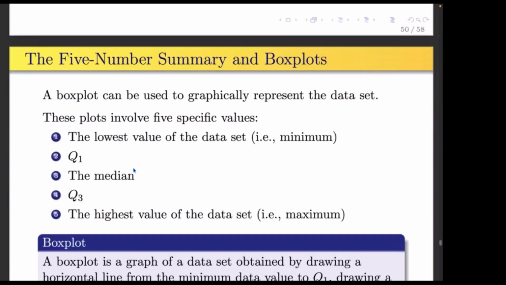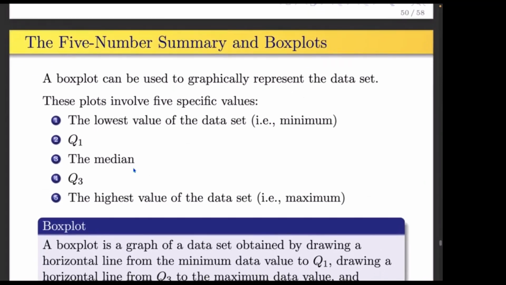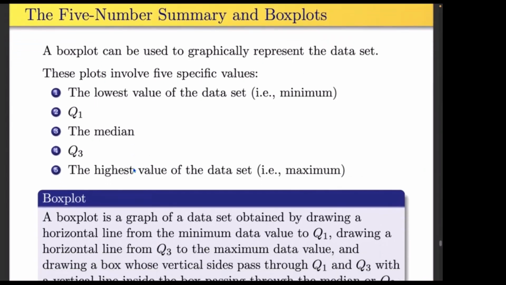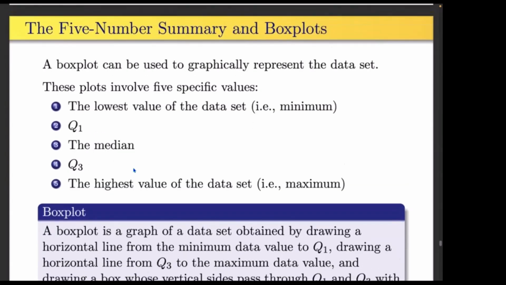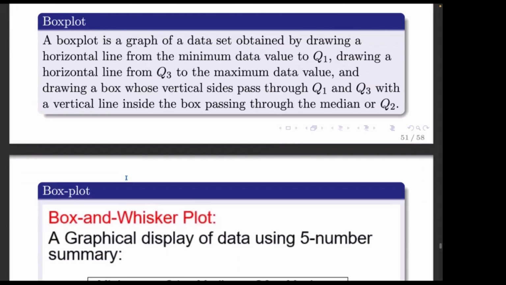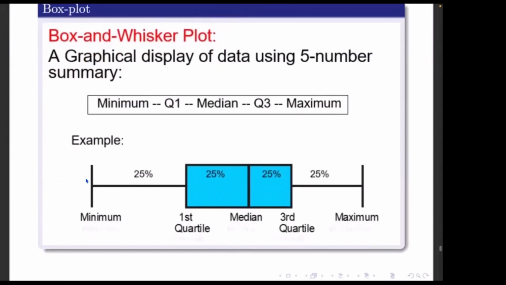Then we come to the 5-number summary and box plots. As it says, 5-number summary, so you need 5 things. If you don't have even one of them, it's not possible to get your box plot. You need first your minimum value, second your first quartile, third your median, then your third quartile, and lastly your maximum value.